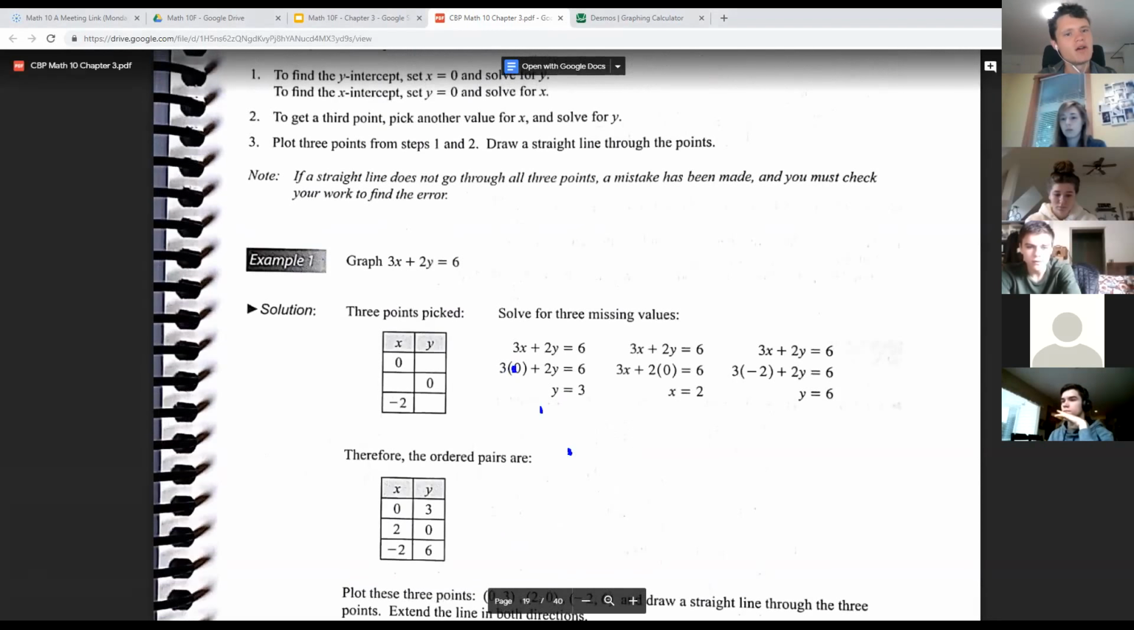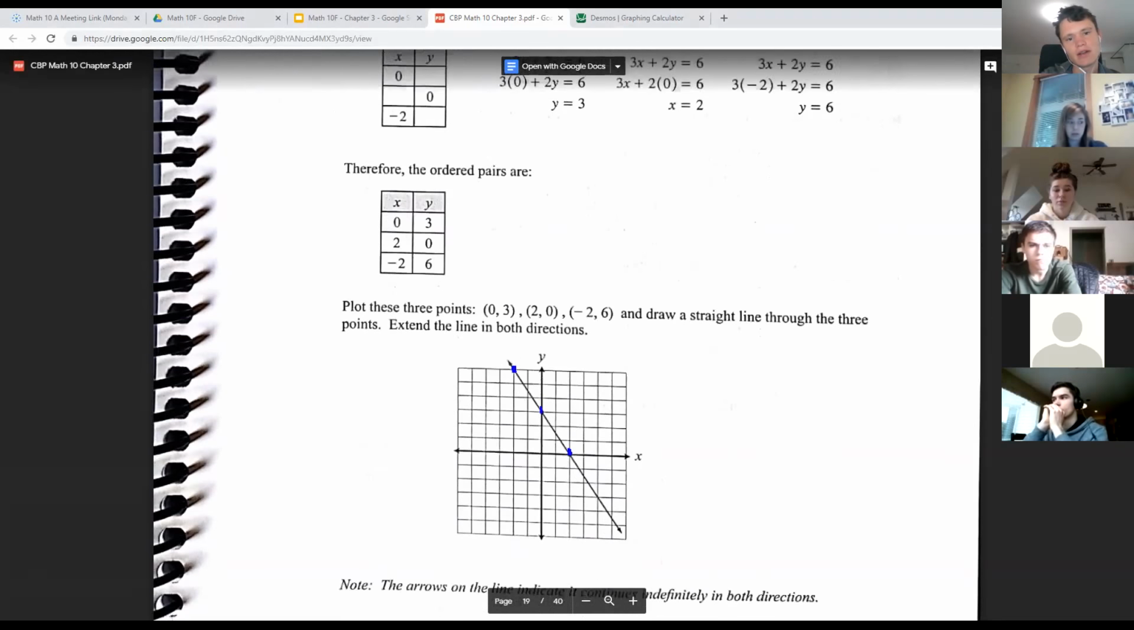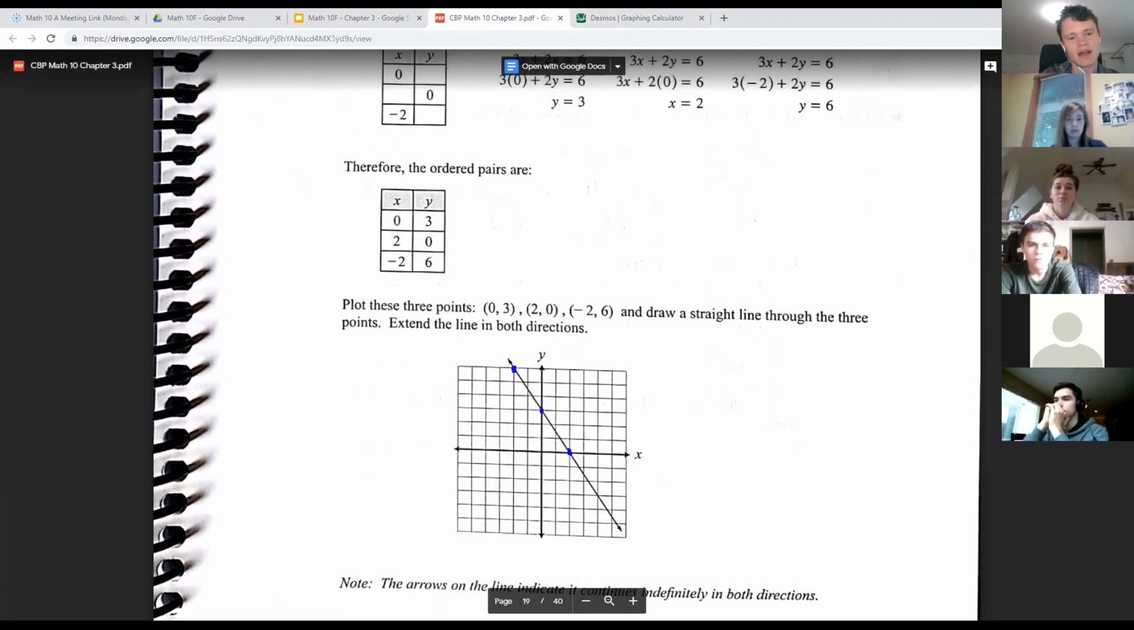They've made a note here. If a straight line does not go through all 3 points, a mistake has been made and you should check your work. Okay, so it should go through all 3 points like that.